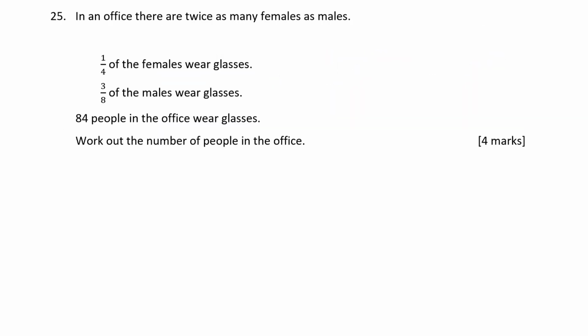Question 25. In an office there are twice as many females as males. A quarter of the females wear glasses. 3/8 of the males wear glasses. 84 people in the office wear glasses. Work out the number of people in the office. Okay. Well, let's start with the first sentence. In an office there are twice as many females as males.